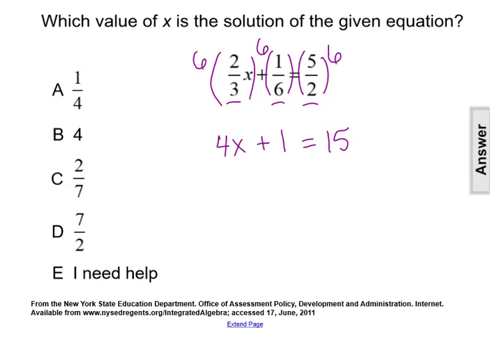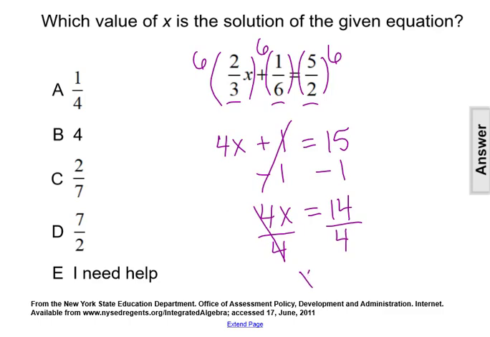So we have 4x plus 1 equals 15. To isolate the variable x, we need to undo, or do the opposite of, multiplying by 4 and adding 1. So first we'll undo adding 1 by subtracting 1 on both sides of the equation. So that will give us 4x equals 14. And then to undo multiplying by 4, we'll divide both sides by 4.